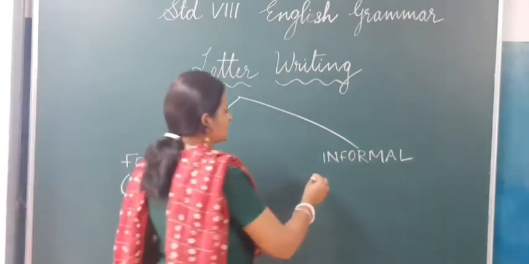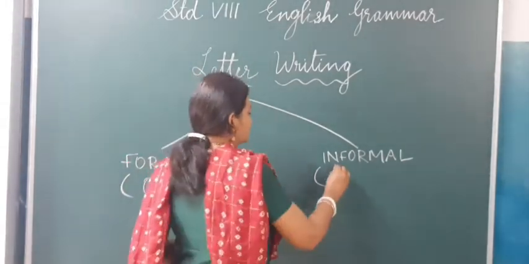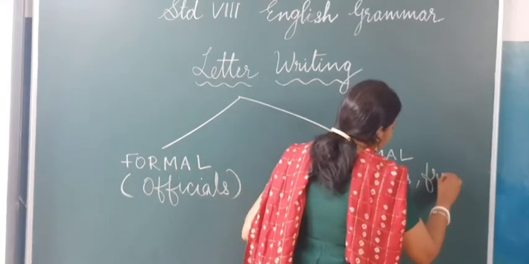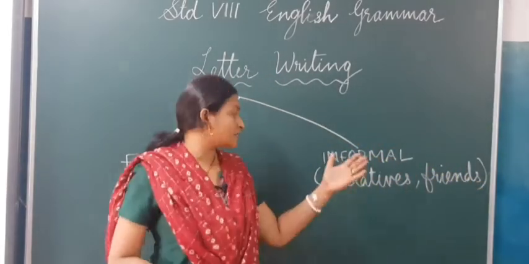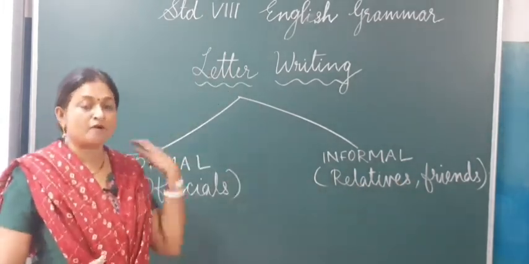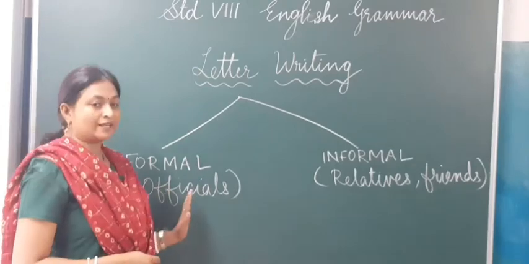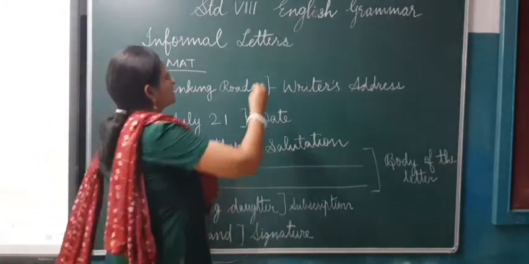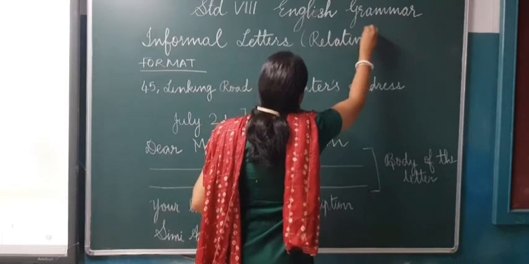Now informal letters mean you can be very informal with them. That is when you write to your relatives and friends. Okay, so when I say relatives, your father, mother, brother, sister, grandparents, they all come under relatives, and friends, those who are so close to you. So this is the basic form of letters. It is divided into two, that is formal and informal: official letters, and the letters which you can write to your close ones. Informal letters are what we write for our relatives.